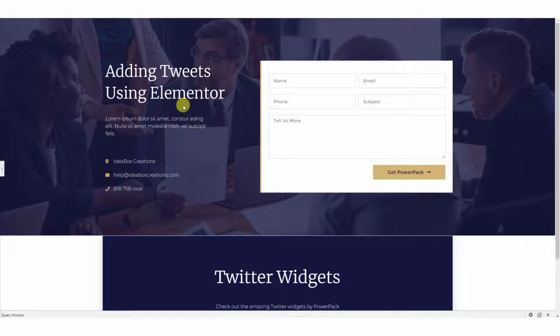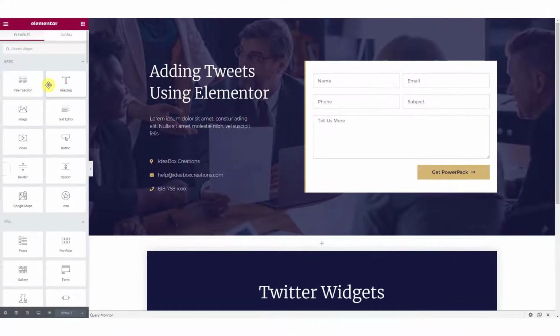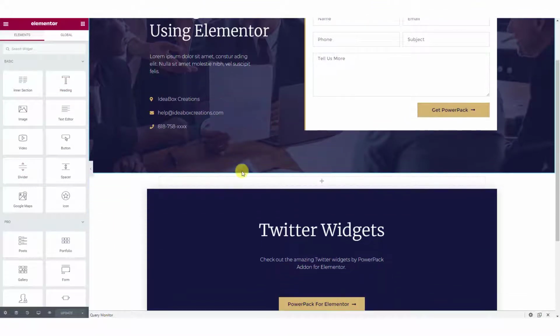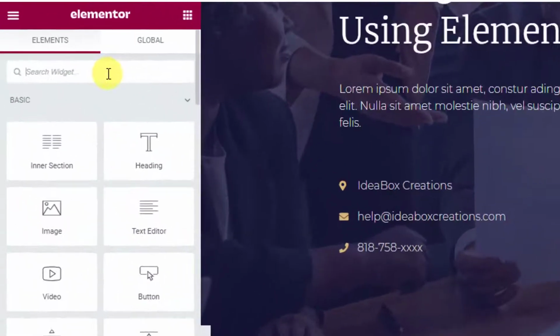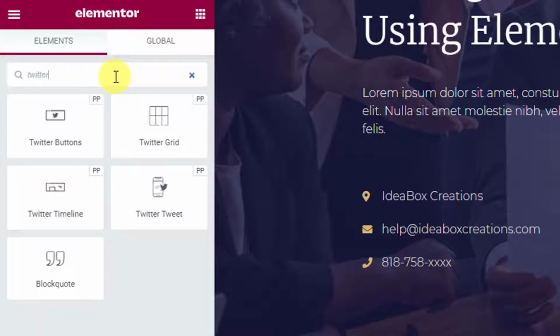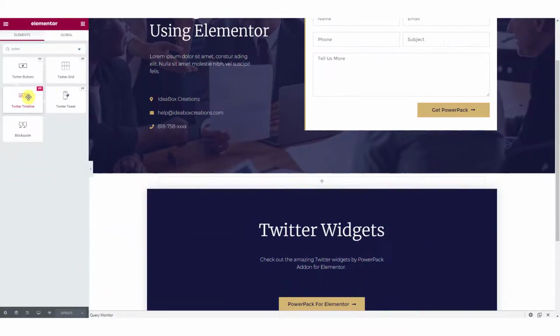For that, open the page where you want to add the Twitter timeline and make sure you open it using the Elementor editor. Now look for the Twitter timeline widget. Make sure you see the double P icon at the top right corner of the widget, so that means PowerPack's Twitter timeline. We'll be using this widget in this tutorial. Simply drag and drop the widget on the page.